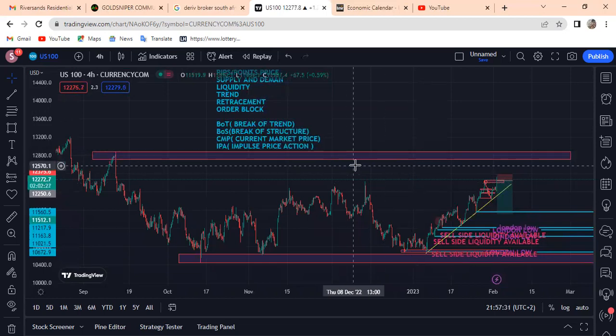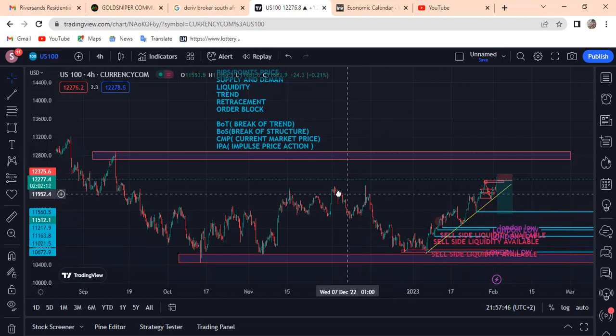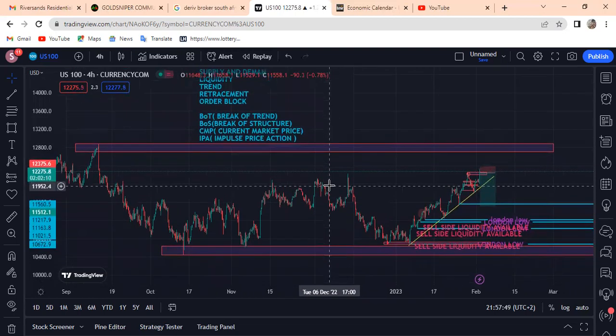So at this point, we have the premium supply and the discount supply, or the premium demand and the discount demand. And how you differentiate between the supply and demand is that there's only a 20% difference between the supply and demand.